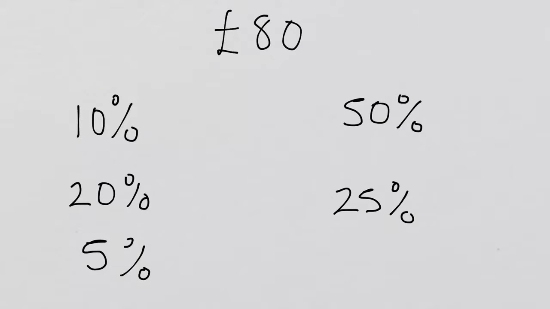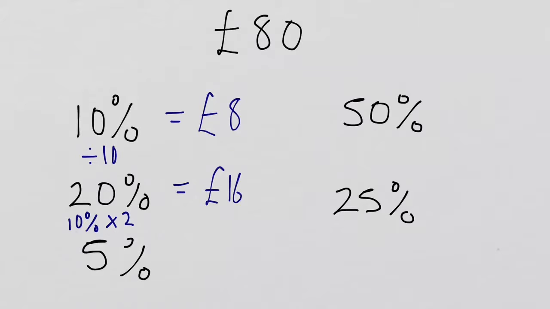For percentages, the ones that are on the screen are the ones you need to know how to do. So to find 10% of a number, you just divide it by 10. So if I do 80 divided by 10, that's just £8. To work out 20%, I just double 10%. So I do £8 times by 2, which is £16.